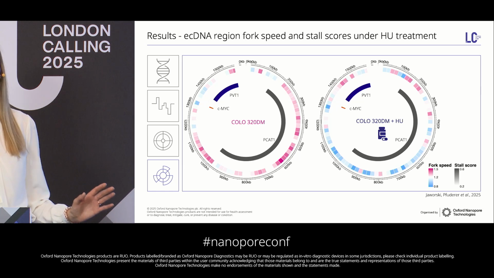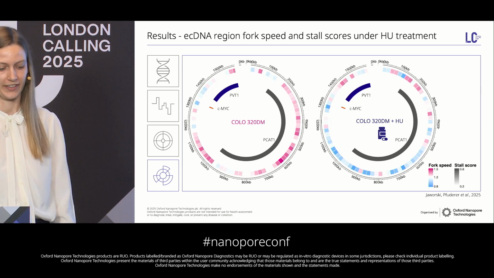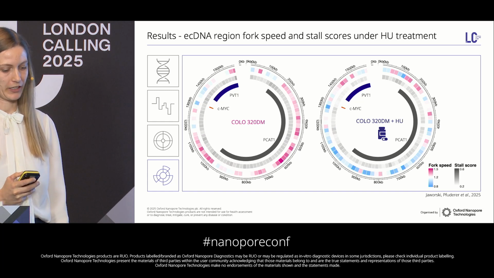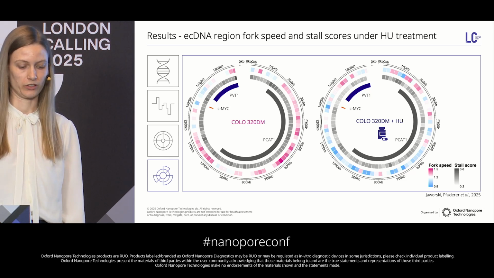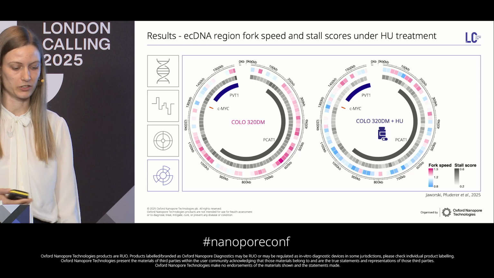And if you just relax your eyes a bit and zoom out, you probably appreciate that there's more blue on the right-hand side under HU treatment. This is what we'd expect. And we can also look at the stall scores. This is a bit more tricky. The stall score goes from 0 unstalled to 1 likely stalled.